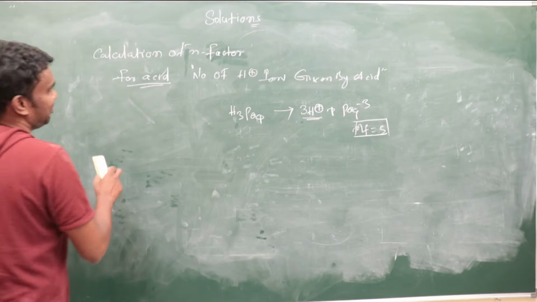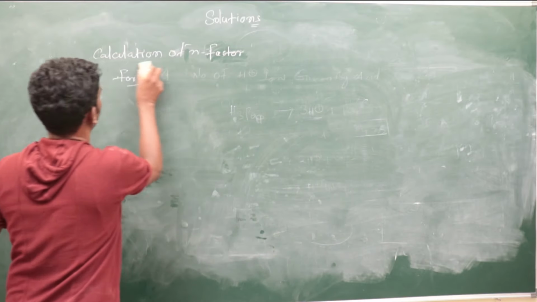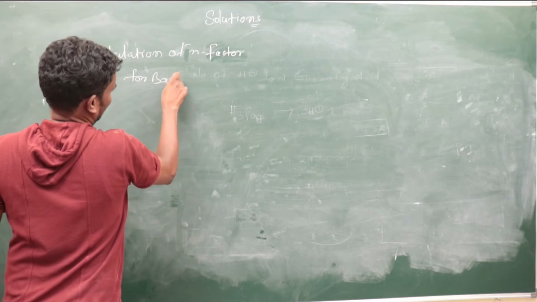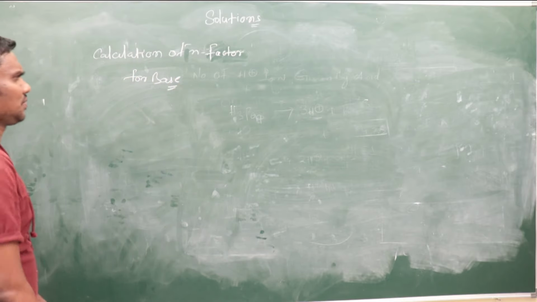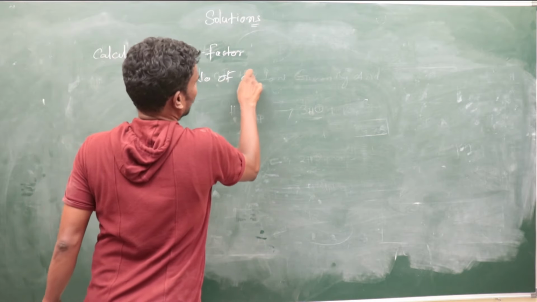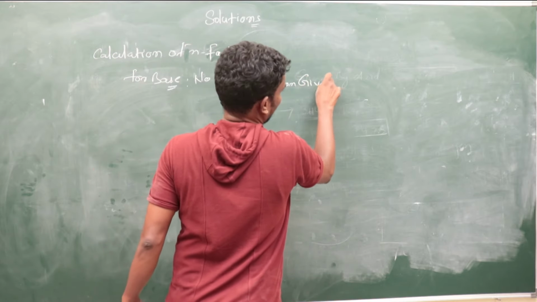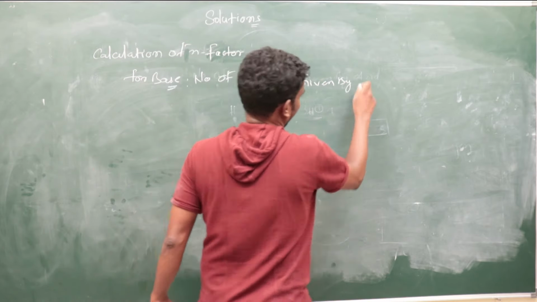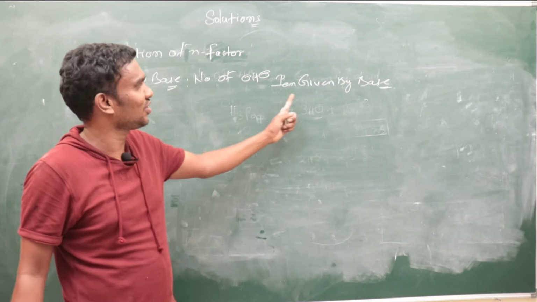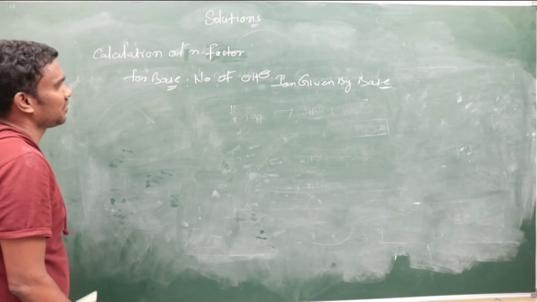Next, calculation of n factor for base. What is the meaning for base? First of all, it is the number of OH minus ions given by the base. It is very easy. Number of OH minus ions given by the base.